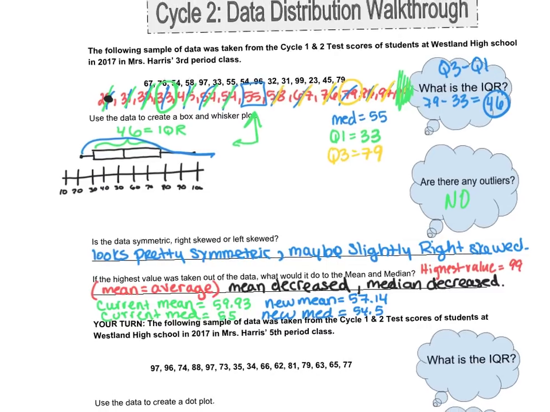So I want you to try this bottom half on your own. And when you're completely done with putting it in order, making a dot plot, answering these questions, filling in these bubbles, then I want you to come find me so we can look at your answer key and make sure you fully understand how to work with this data set to find all these different things. Okay, hopefully that all made sense. Let me know if you have questions.